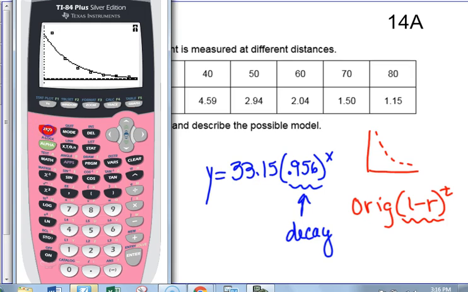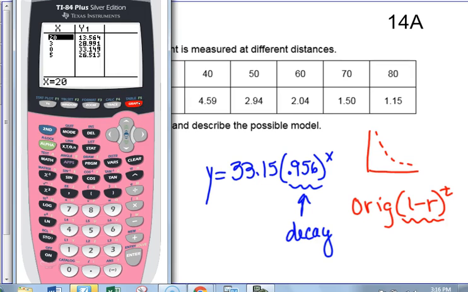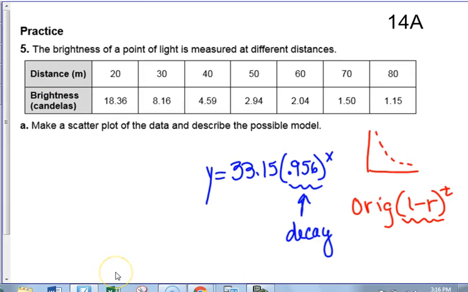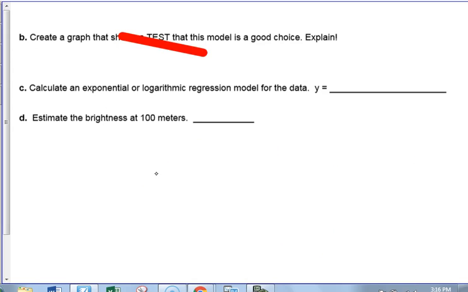All right, I'm going to use the table. What are we supposed to make a prediction for, guys? 100 meters away. I got 0.38. Does that make sense if you're standing 100 meters away that you're going to get very little light out of this light source? So 0.38. What was the label? Please remember to label your answers. Candelas, which is equivalent to light from one candle. All right.